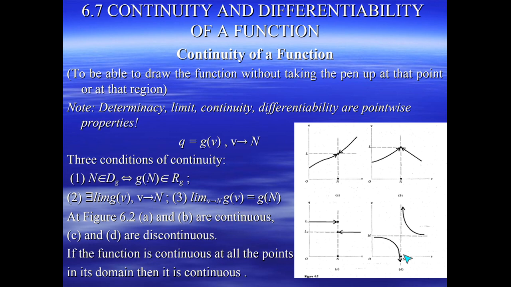Therefore, it is not continuous at the point n. But when x goes to plus infinity, the function goes to m from above. So m is the limit of this function when x goes to plus infinity. And when x goes to minus infinity, the value of the function approaches m from below. So the limit of the function when x goes to minus infinity is m again. But this doesn't mean anything. At the point n, it is discontinuous. It's not continuous anyway. All right.